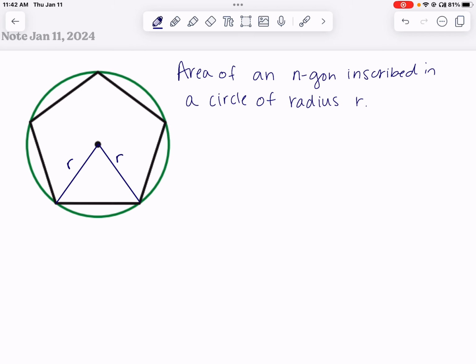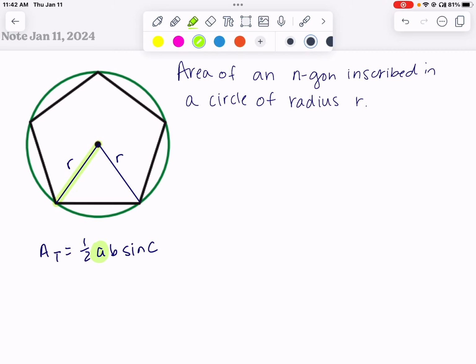In order to find the area of this triangle, we're still going to be using the formula 1/2 AB sine C. So A represents one side of my triangle, B represents another side of my triangle, and C represents the angle between them. Well, at this point, you can see that I have one of my sides, I have my other side, but I need the angle between them.